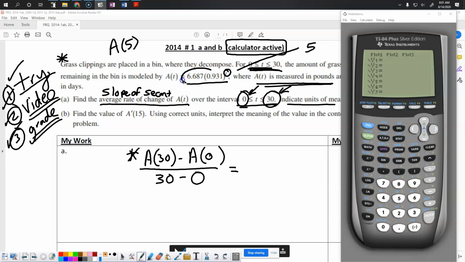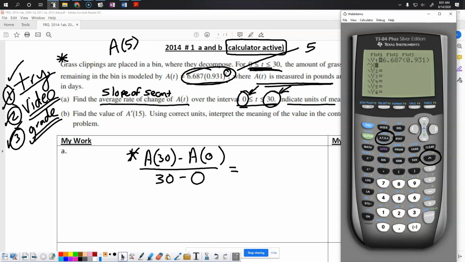Okay? So I want to type in this function where it says y1. So I'm going to type it 6.687 parentheses 0.931 parentheses, and then my little power button, because I need it to be the power of t. So there's the power button. Now there is a t variable, but on our calculator we're going to use x. Okay, so we're just going to push this button. That. So there's my function all entered nice and pretty.